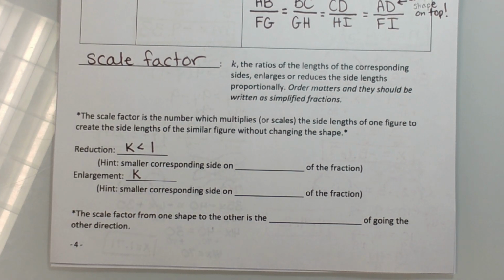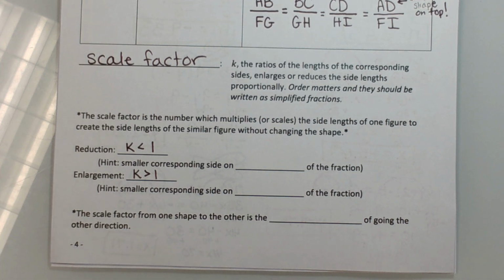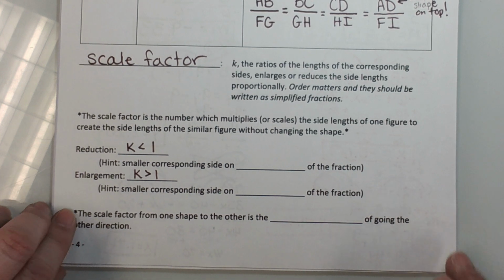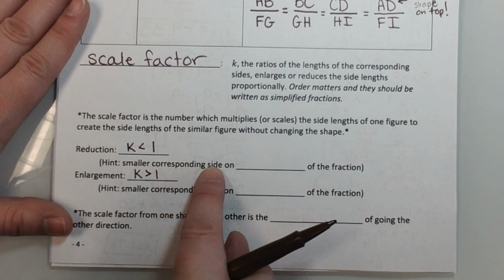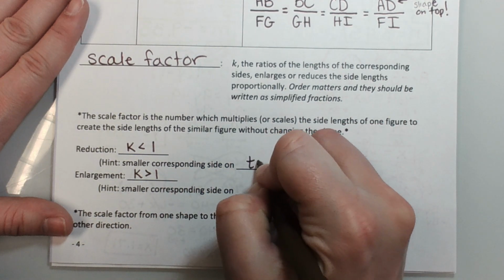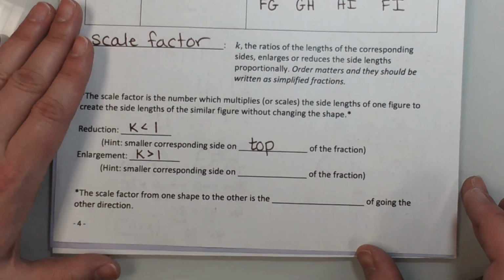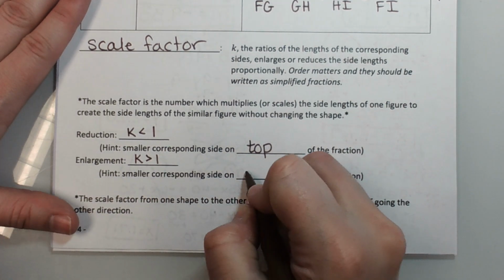If it's a reduction, k is smaller, less than 1. If it's an enlargement, k is bigger than 1. That's what causes the things to get bigger or smaller. Multiply by a number smaller than 1, you get smaller numbers. Multiply by a number bigger than 1, you get bigger numbers. Now, in order to make that happen, if it is a reduction, that k has to be smaller than 1. The smaller corresponding side goes on the top of the fraction. Goes in the numerator. If it's an enlargement, if you're getting bigger, the smaller corresponding side will go on the bottom of the fraction.